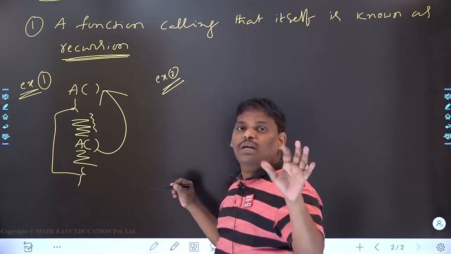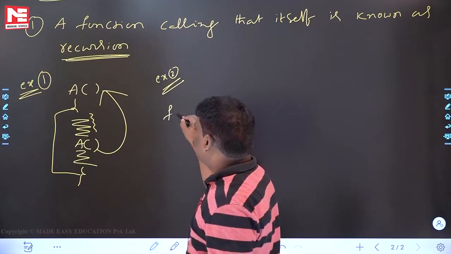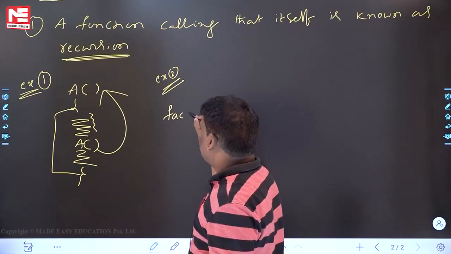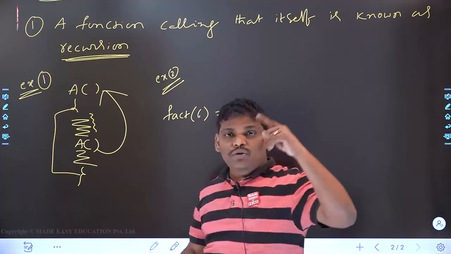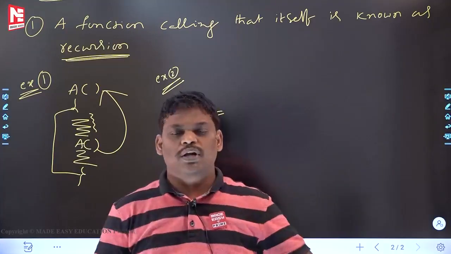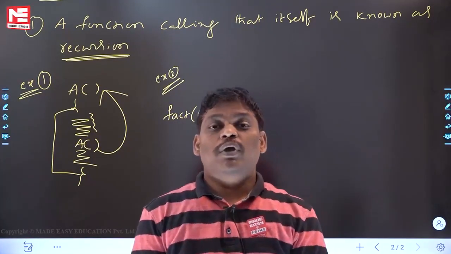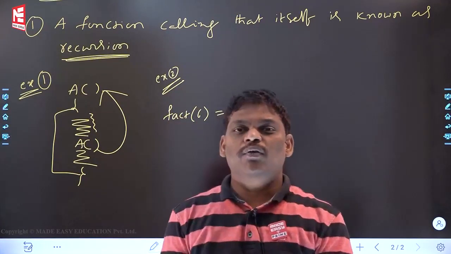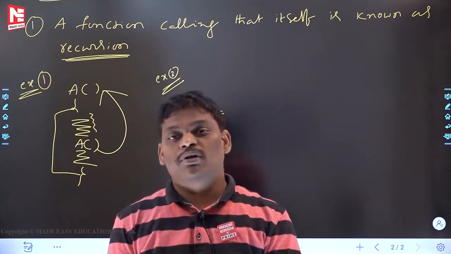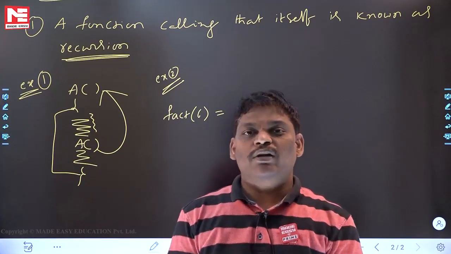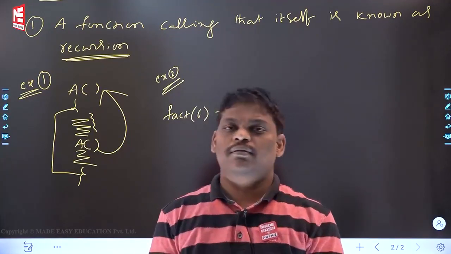Let me explain in the normal way. Factorial of 6 is equal to what? I want to find out the factorial of 6 value. What is the answer? I think 720. Factorial of 6 is 720. If someone asks you what is the factorial of 6 and you know the answer is 720, you say it directly.